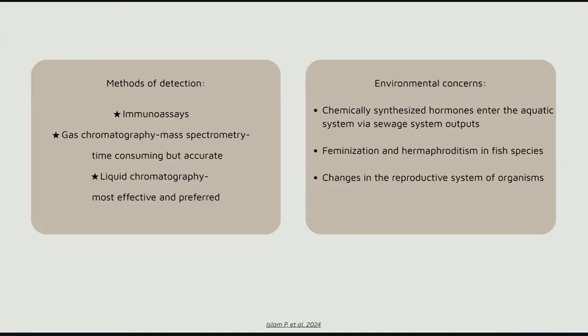So the environmental concerns of hormone use: hormones can either be organic or they can be chemically synthesized. This is mostly used for steroids, but they will enter the aquatic system via sewage system outputs. And in turn, this affects the local water body. This will cause feminization and hermaphroditism in fish species, as well as change the reproductive system of certain organisms.